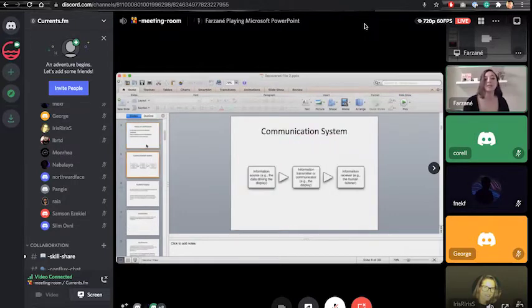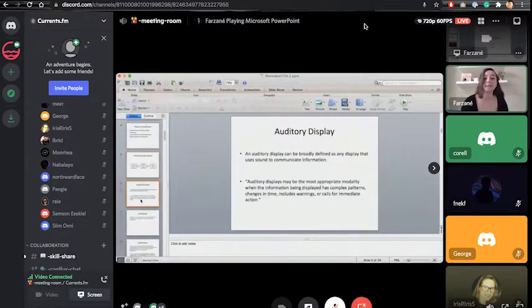So this was the communication system, because I think you didn't see it. We have the information source, the transmitter, and the receiver, the graph from the Sonification Handbook. Then this is the definition of auditory display. It's pretty much what I just said. So I think the most important part would be the first two lines that give the definition of an auditory display.